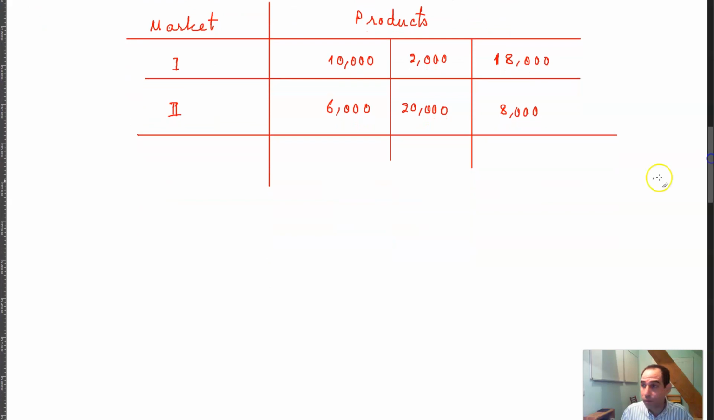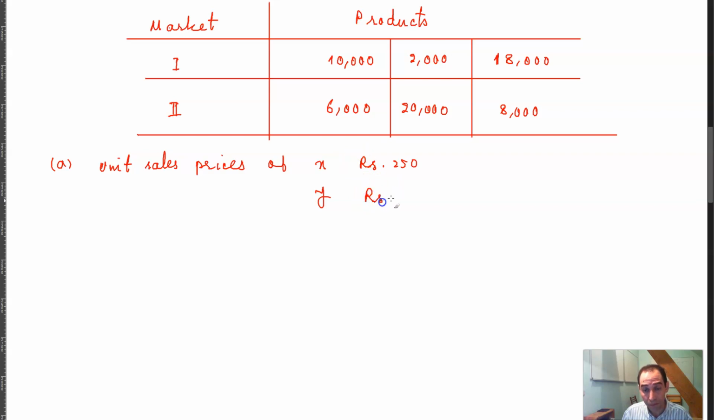Now the question that we want to answer is A. If the unit sales prices of X, Y, and Z are: the unit sales price of X is 250 rupees, Y is 1 rupee 50 paisa, and Z is 1 rupee.